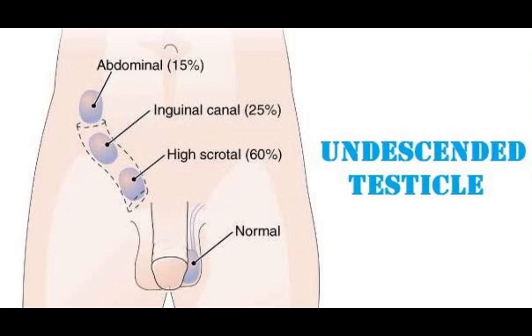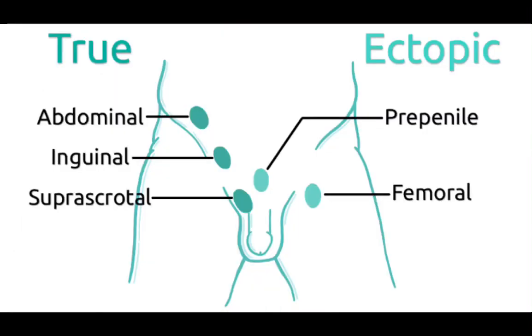One more term is cryptorchism. Cryptorchism is defined as the undescent of testes. That means the testes remain in the abdomen and do not reach down to the scrotum, and the condition is called cryptorchism. So anorchism is absence of testis, monorchism is presence of one testis, and cryptorchism means undescent of testis. Next we have one more condition called ectopia testis.